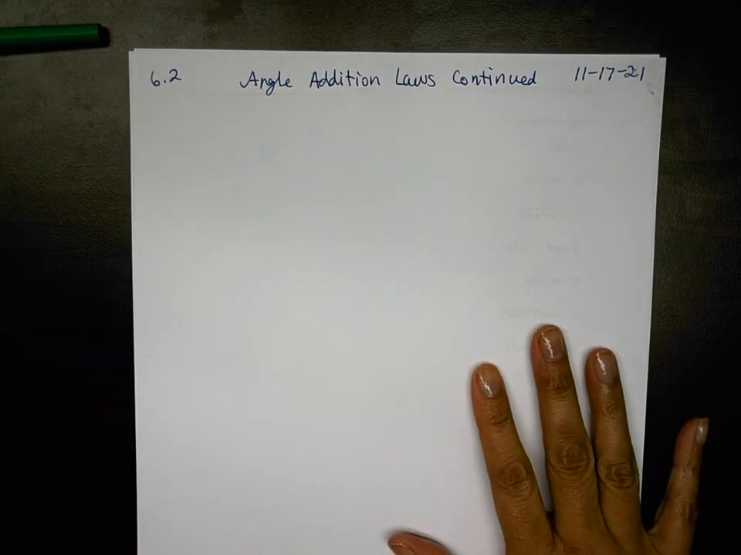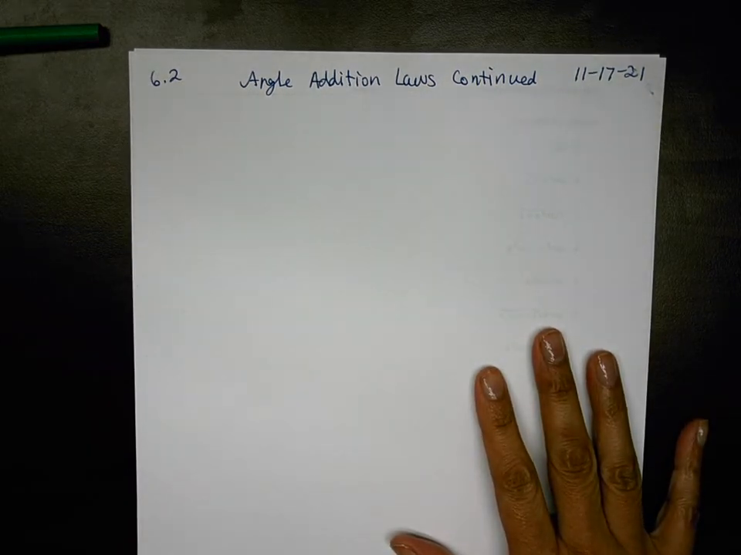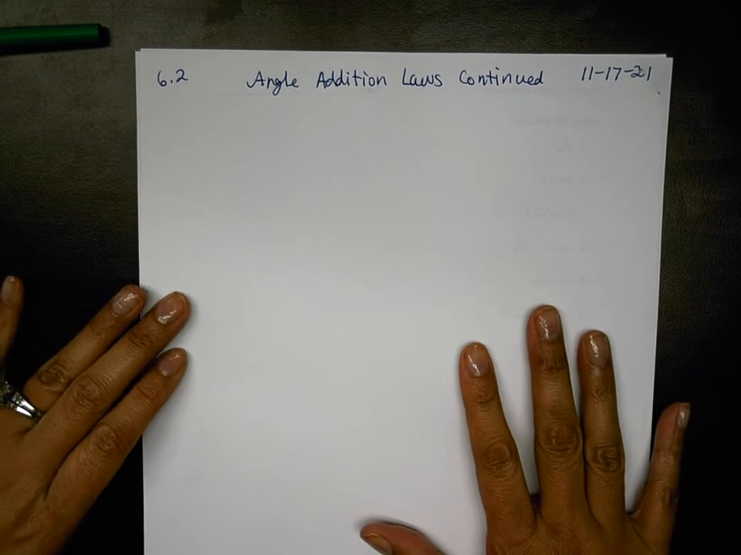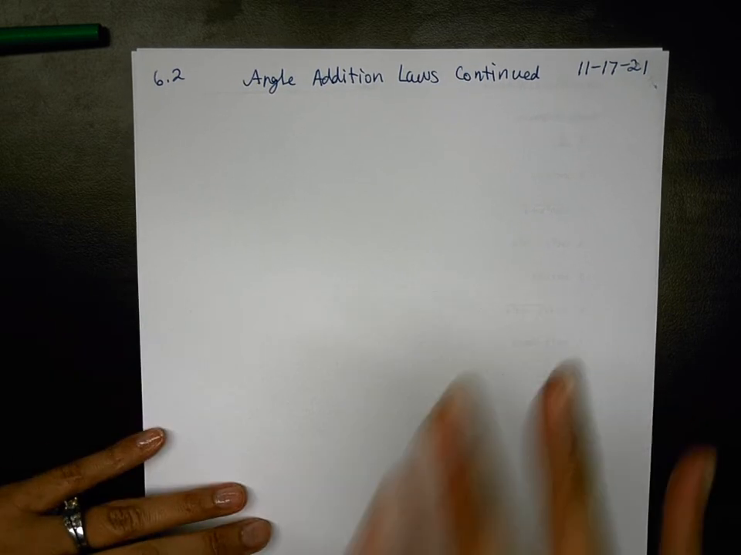Okay, this is Advanced Math 6.2. It's Advanced Math, Unit 6, Lesson 2. And the title is Angle Addition Laws Continued.